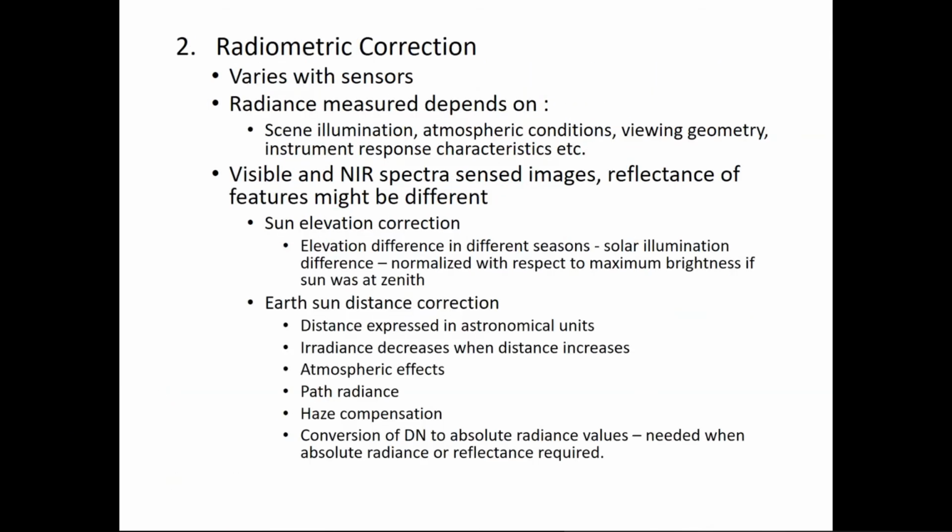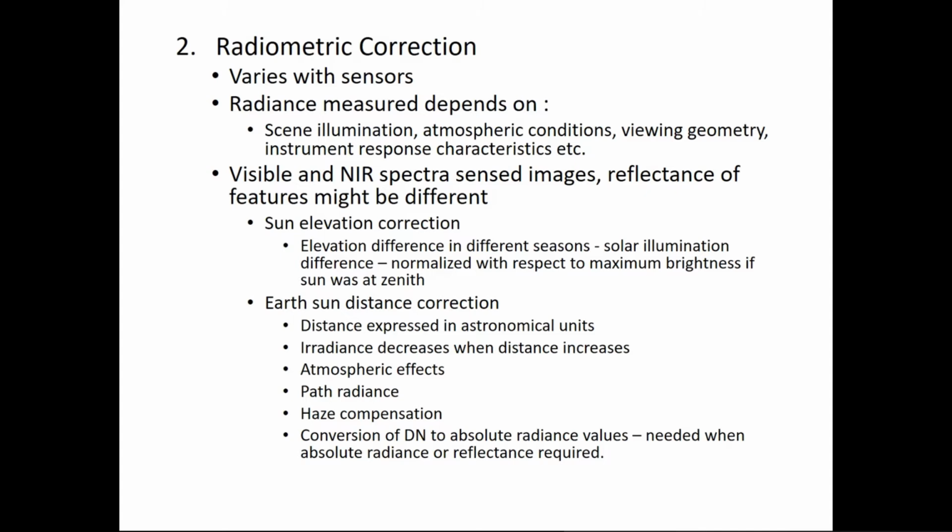Now coming to the next correction, radiometric correction. It is an error that depends upon the sensors. The radiance measured is the energy that is captured by the sensors, and it depends upon the scene's illumination or exposure, the atmospheric conditions, how much scattering and atmospheric absorption there is, the viewing geometry, and the instrument's response characteristics. Based on these parameters, the radiance absorbed by the sensor can vary, isn't it?